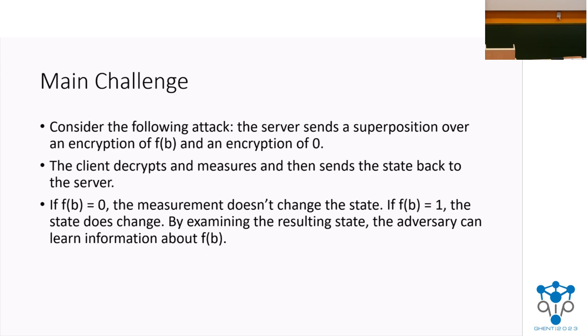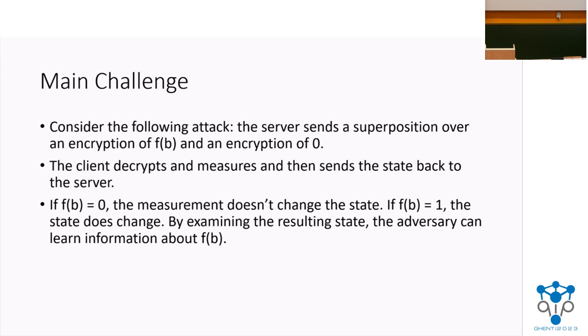If the value of f of b is 0, then we can essentially use the same analysis as before. This measurement is gentle because the client will measure the value 0 with overwhelming probability. However, if the value of f of b is 1, then they're going to measure 1 with probability a half and 0 with probability a half.